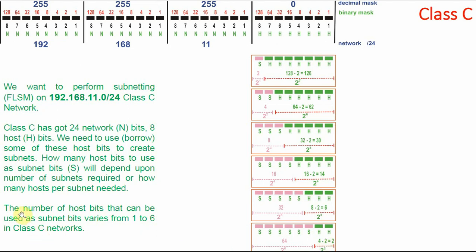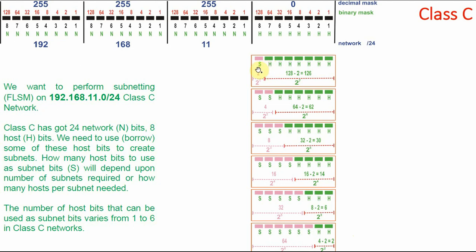Now please remember, the number of host bits that can be used as subnet bits varies from 1 to 6 in a class C network. Why can we not use 7? Because if we use 7 host bits as subnet bits, then 2 power 7, a total of 128 subnets will be possible. But how many hosts will be possible? 2 power 1 equals 2, minus 2, 0. So that means in class C, a maximum of up to 6 bits can be used as subnet bits.